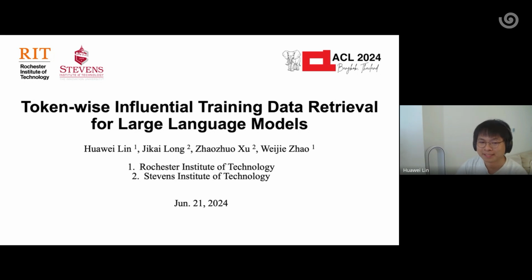My name is Huawei, and I'm here to present our work on token-wise influential training data retrieval for large language model. And this work is collaboration with Jikai, Zhaozhuo, Weijie, Zhao.